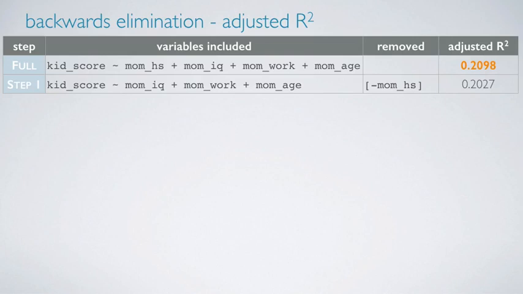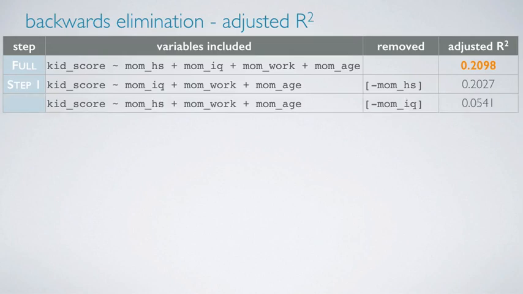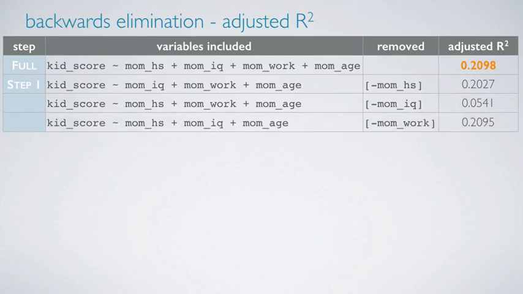This is not an increase over what we had started with, so we know that it's not a good idea to move to this model. We can also try removing mom's IQ, and we get a really low adjusted r-squared if we do that. It must be that the IQ variable is very important for the prediction of the kid's cognitive score. We can also try removing mom's work status, and that gives us an adjusted r-squared of 20.95%, still not an increase from the original full model.